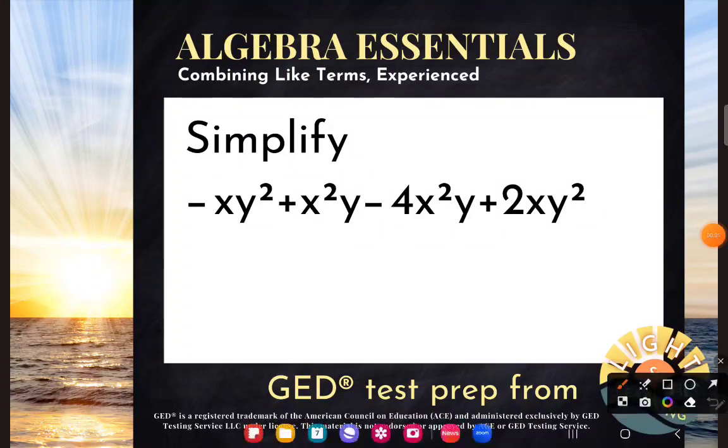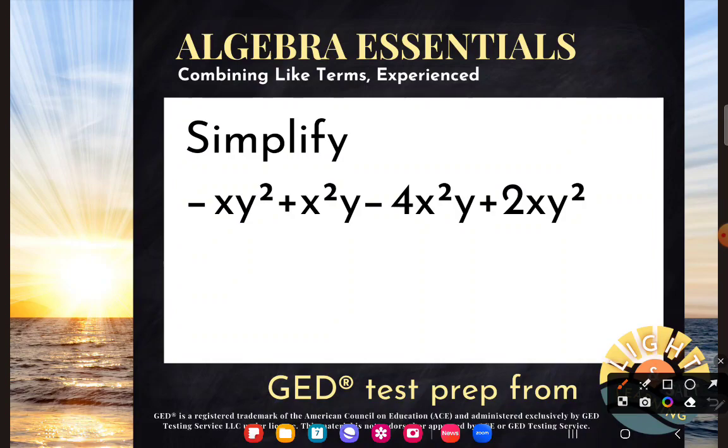Hello, algebra students. I wanted to do this example with you because this is just such a perfect picture of how something that's actually really simple looks scary. So let's take a look at the directions. It says simplify negative xy squared plus x squared y minus 4x squared y plus 2xy squared.